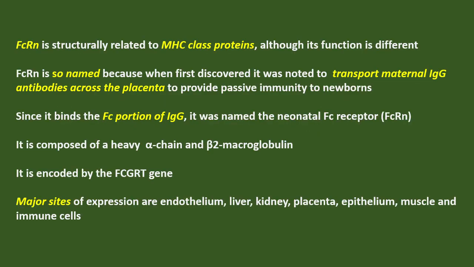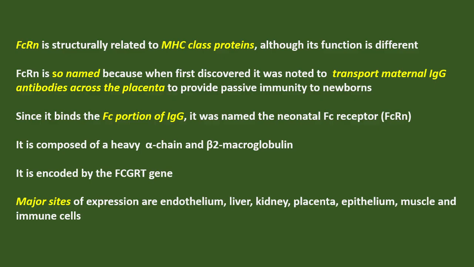The neonatal Fc receptor, or FcRn, is structurally related to MHC class proteins, although its function is different. FcRn is so named because when it was first discovered, it was noted to transport maternal IgG antibodies across the placenta to provide passive immunity to newborns. Since it binds to the Fc portion of IgG, it was named the neonatal Fc receptor, or FcRn.